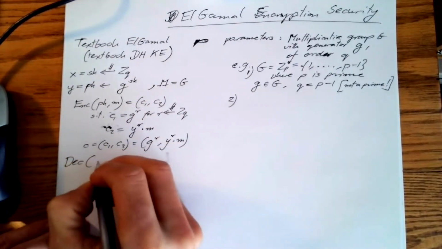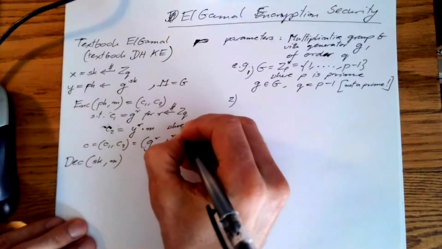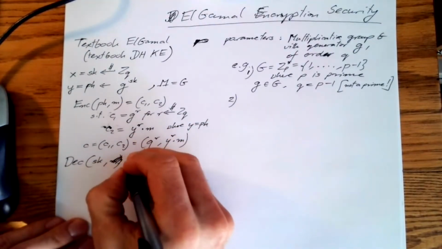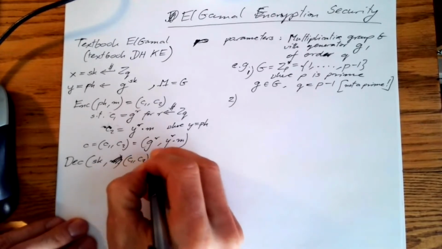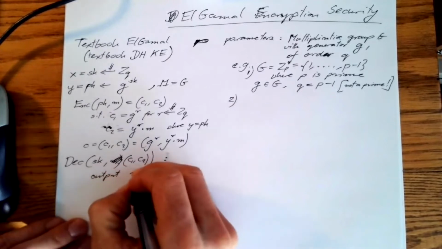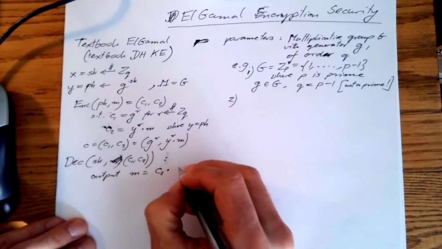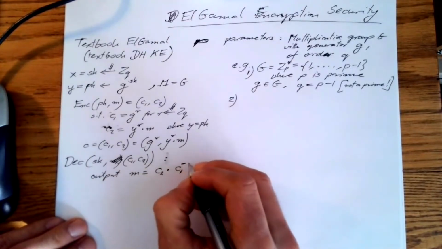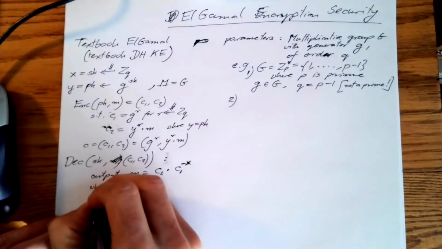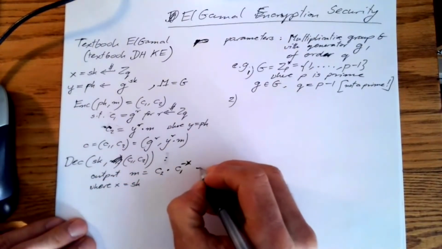To decrypt using the secret key, where y is the public key, to decrypt a ciphertext C1, C2, I output m equal to C2 multiplied by C1 to the minus x, where x is the secret key. So why does this work?